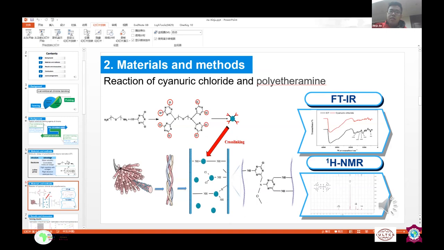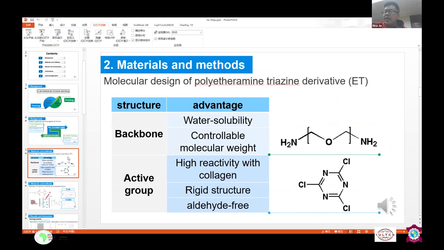In this work, we start with the structure activity relationship of tanning agent. Amine terminated polyether was chosen as a backbone due to its good water stability and controllable molecular weights. As for the active group, cyanuric chloride was used to react with ED on account of the outstanding combining ability of chlorine with collagen.